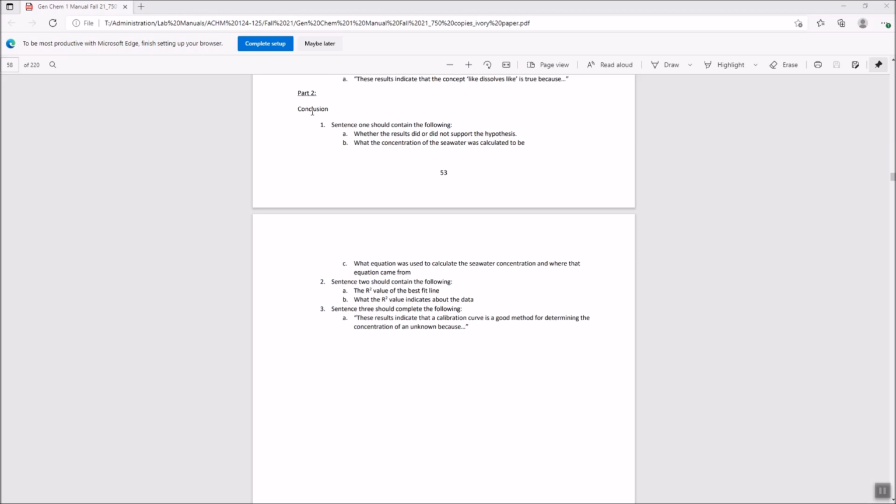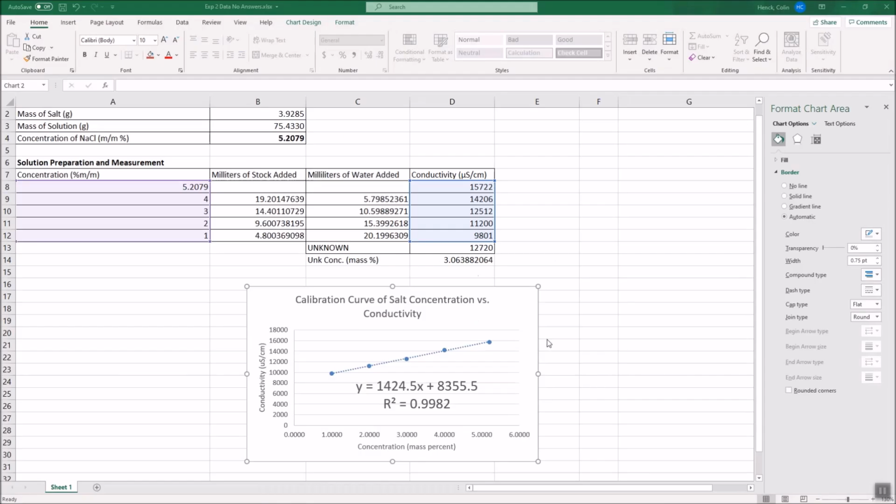Finally, we want to write a conclusion, which there is some information on page 53 to help us. Sentence 1 should contain the following: whether the results did or did not support the hypothesis. Well, we said in our hypothesis that it was going to be between 3 and 3.5%, whatever we Google and find out. So let's say it was 3%, and we found it was 3.06% salt in seawater. So we're good. What is the concentration of the seawater that was calculated? Well, we can use that from our Excel, and we found that it was 3.06%. What equation was used to find the seawater concentration? In this case, we used the equation of our line right here. We plugged in for y and we solved for x.